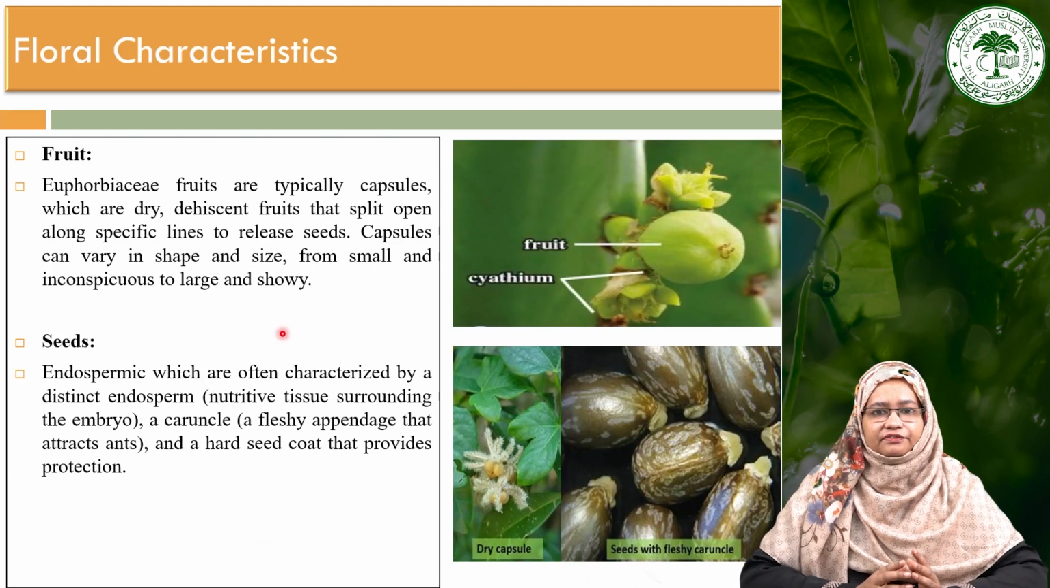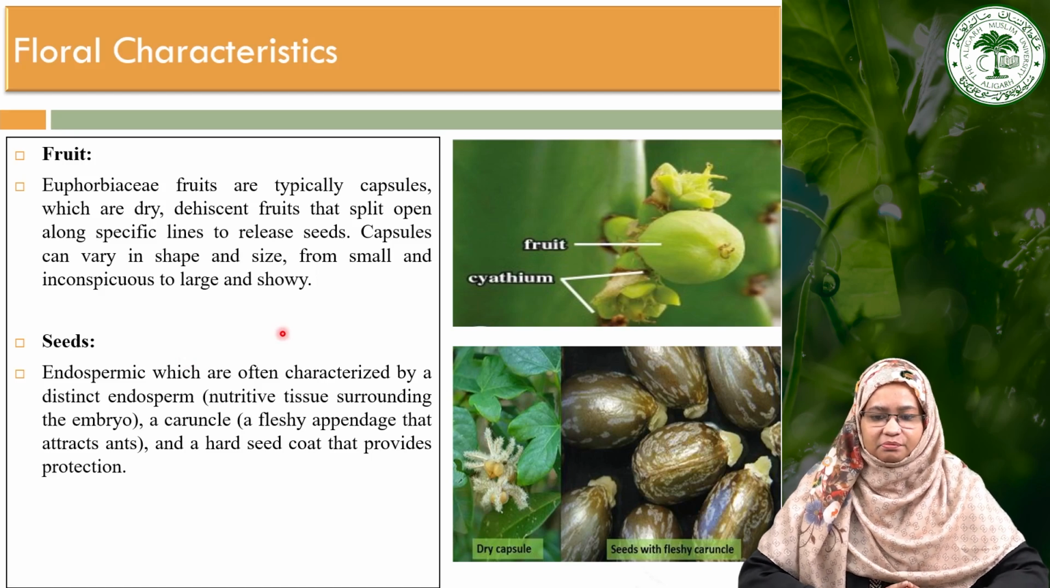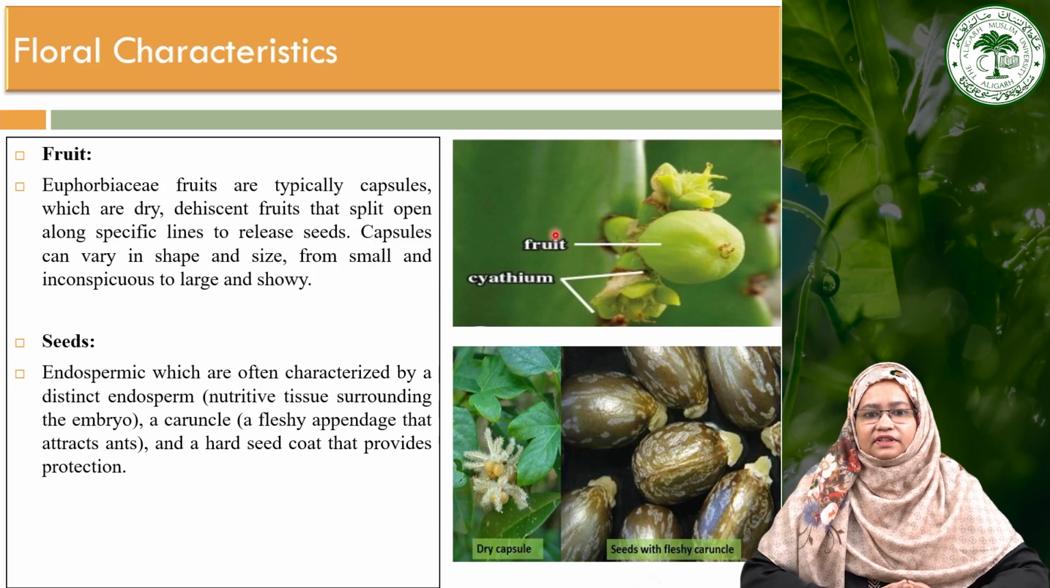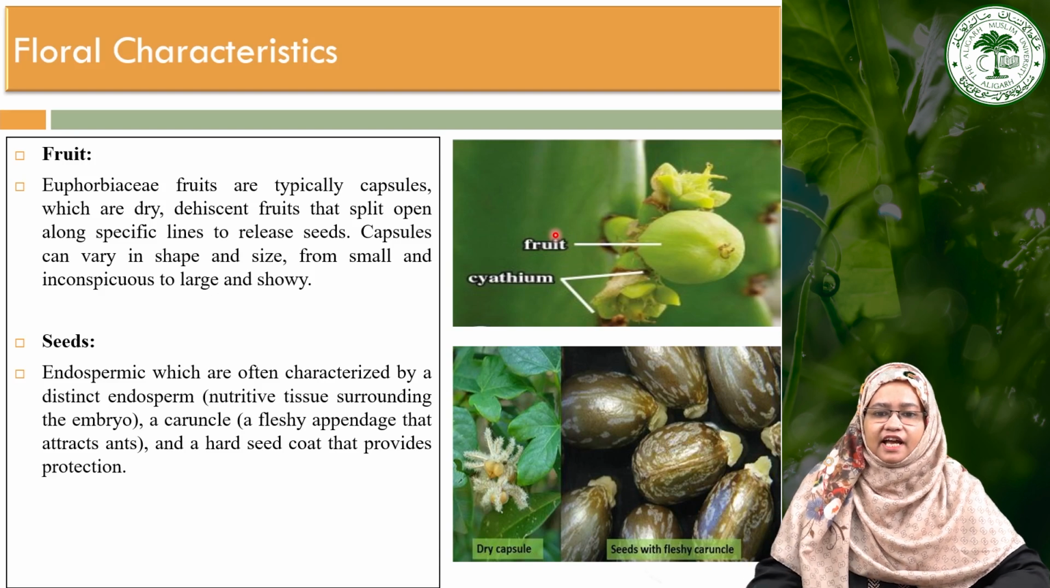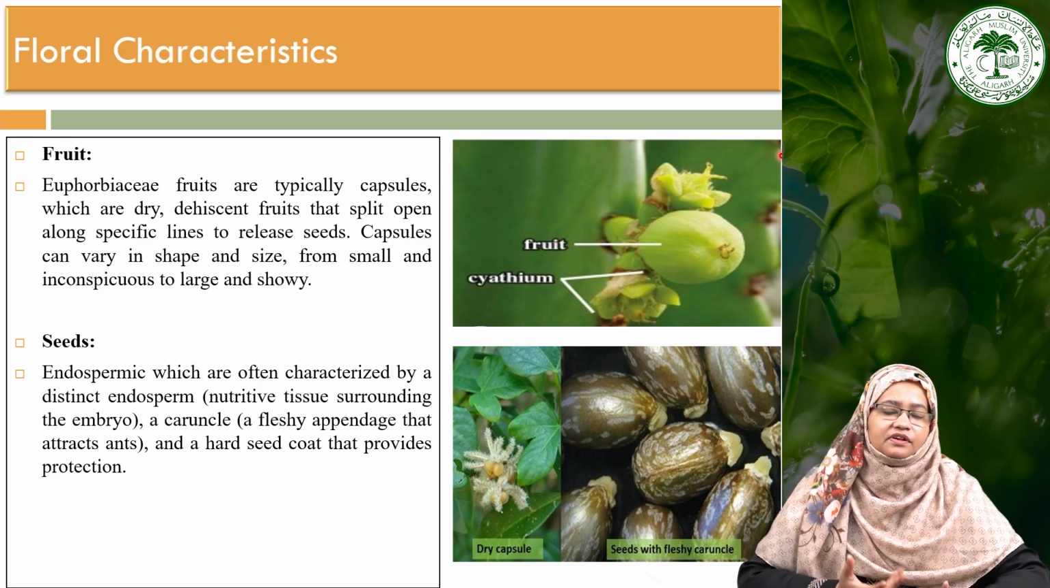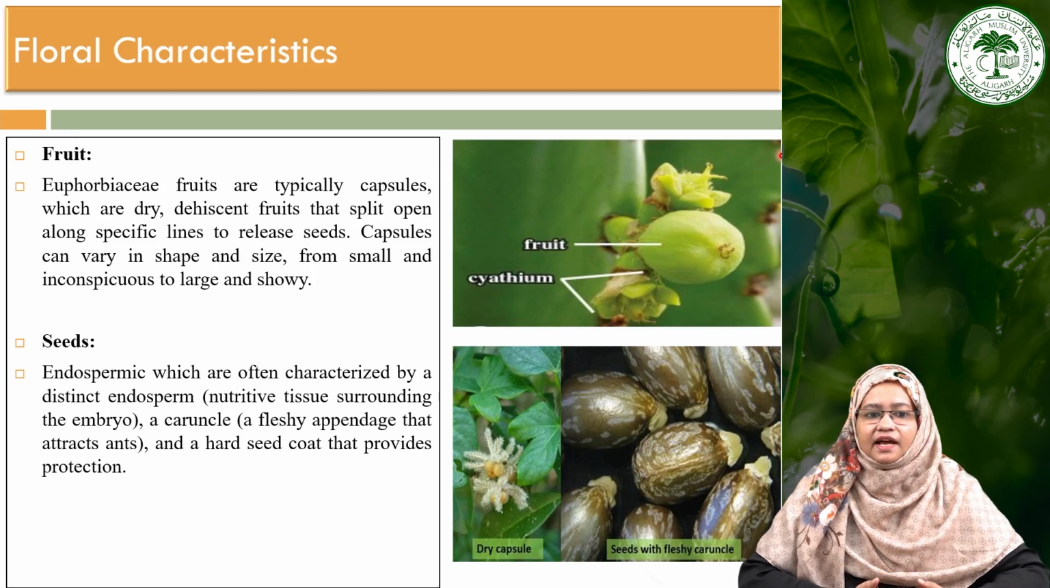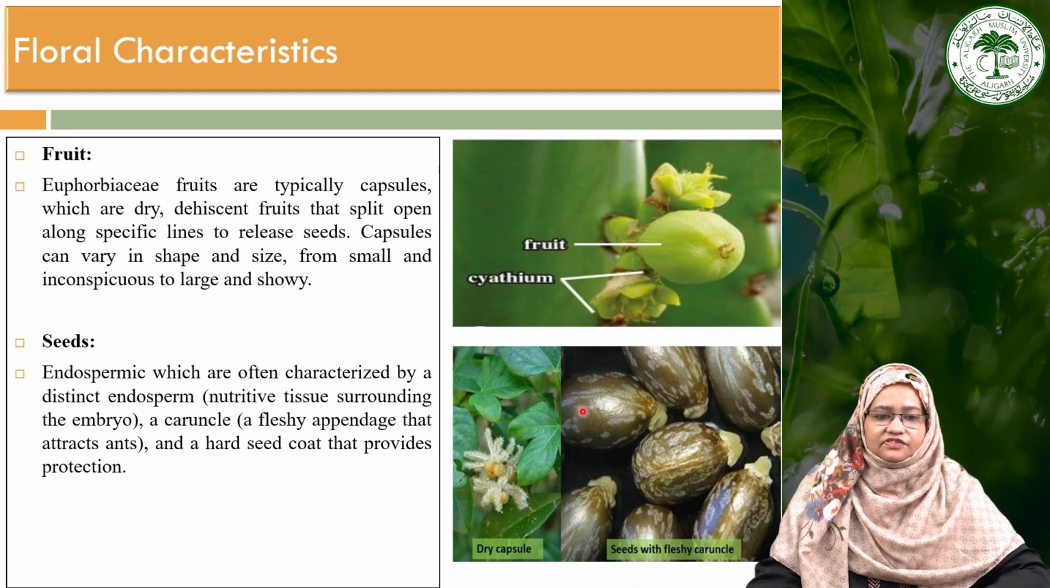Now moving towards the fruit, that is the next floral part of this particular family, Euphorbiaceae. Euphorbiaceae fruits are typically capsules. As we can see in this particular image, they have a capsule, which is a dry dehiscent fruit that splits open along specific lines to release seeds. And the capsule can vary in shape and size from small and inconspicuous to large and showy, as we can see here. So the fruit is also quite interesting in this particular family. They range from very small to large showy sizes, and they also have a dehiscence from which the seeds are discharged.